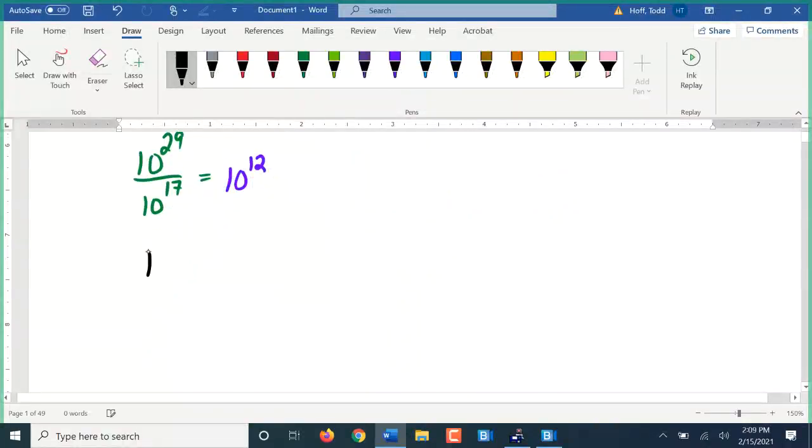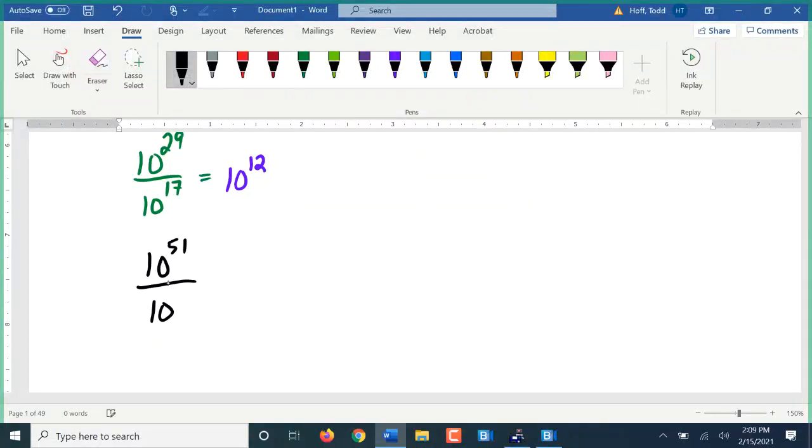So we might have 10 to the 51 divided by 10 to the 23. Again, those have the same base. They're both 10s. So when I'm dividing, I'm going to subtract the powers. 51 minus 23, 28. So that is 10 to the 28.